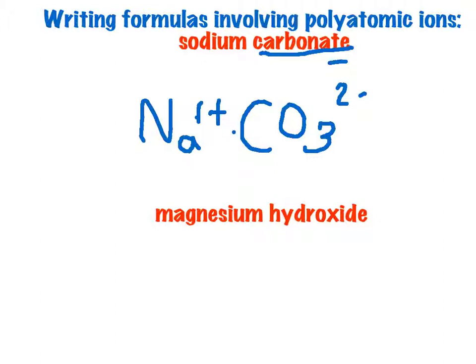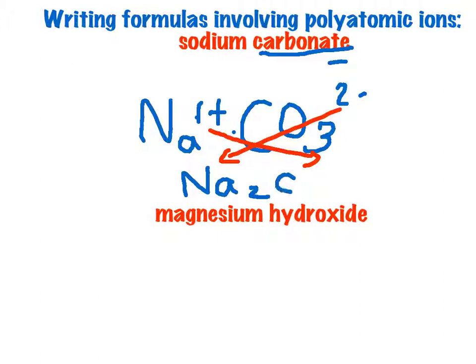Next, what we're going to do, if you remember, hopefully from the other lesson, we're going to crisscross those charges. So we will end up with Na, the 2 came down, and we're crisscrossing a 1 down around the CO3, so we don't need to worry about putting anything in there. So Na2CO3 is the correct formula for sodium carbonate. On to the next one.